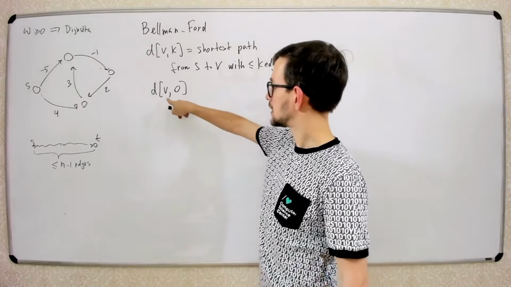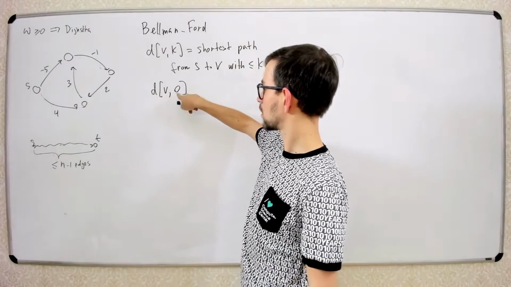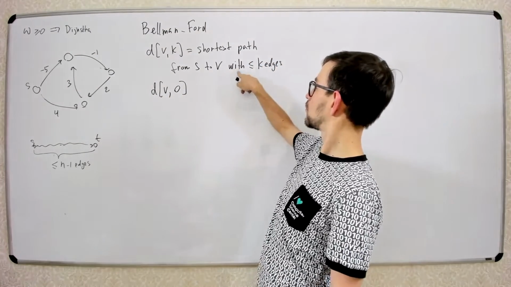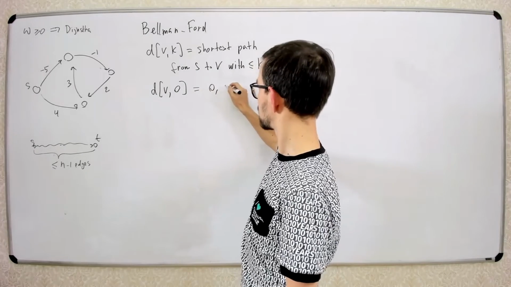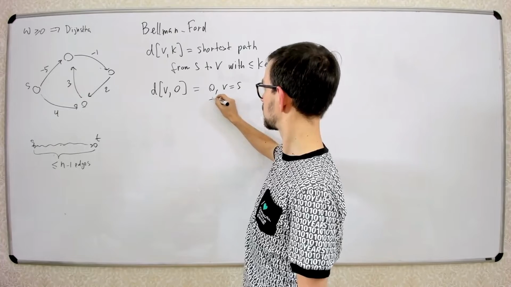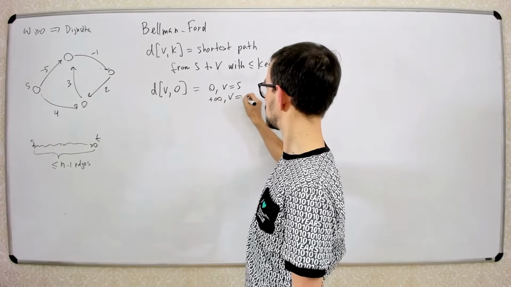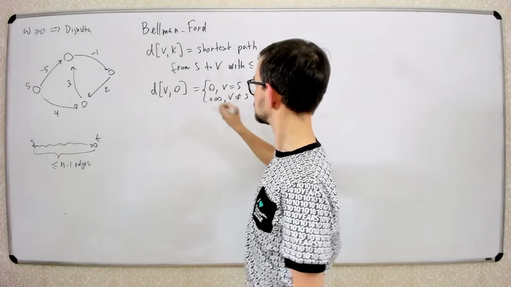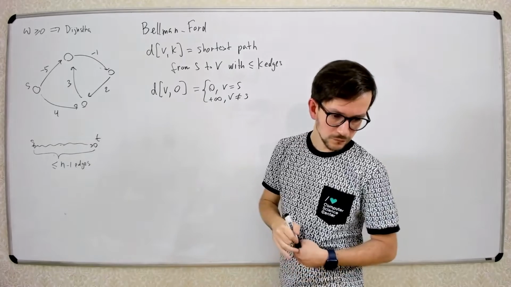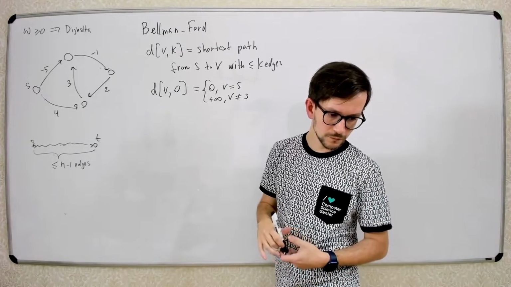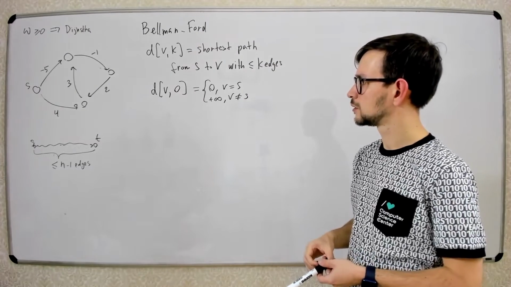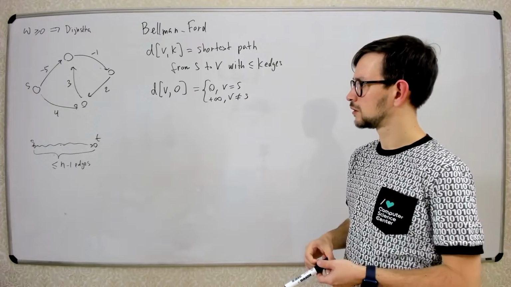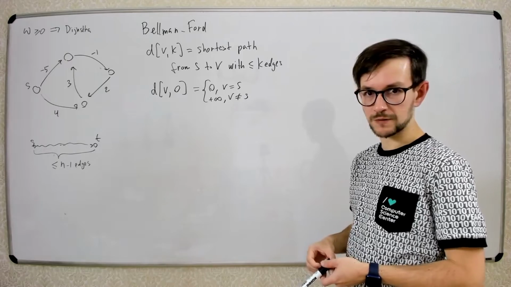So the distance to V, if you use no more than 0 edges, will be 0 if V equals S, and plus infinity if V is not equal to S. Why didn't we consider edge simple paths? You can consider edge simple paths. What's the problem?